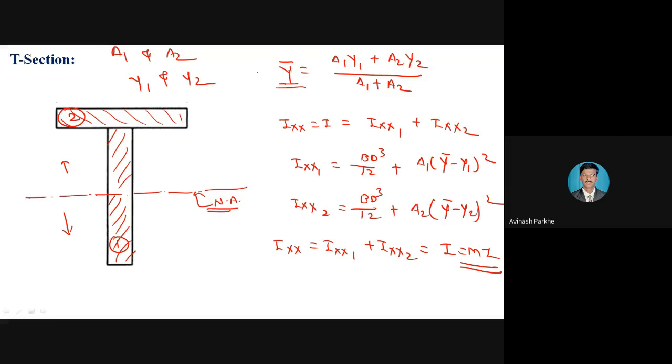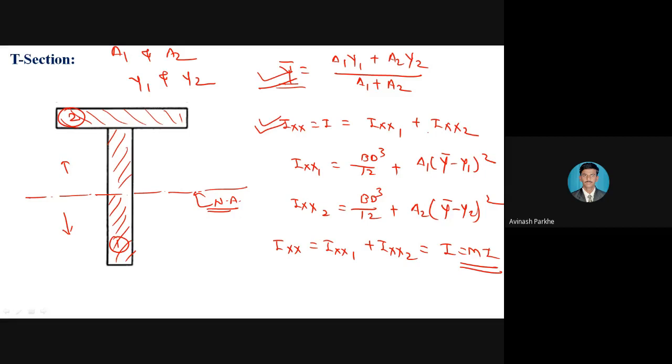Otherwise, the y bar formula will be the same: (A1 y1 + A2 y2) divided by (A1 + A2), and the Ixx formula is also the same, that is Ixx1 plus Ixx2. So these are the 3 important concepts which we have to understand before solving the problems. If you understand this particular y bar calculation and the moment of inertia calculation, the further bending stress calculation part is very, very simple.